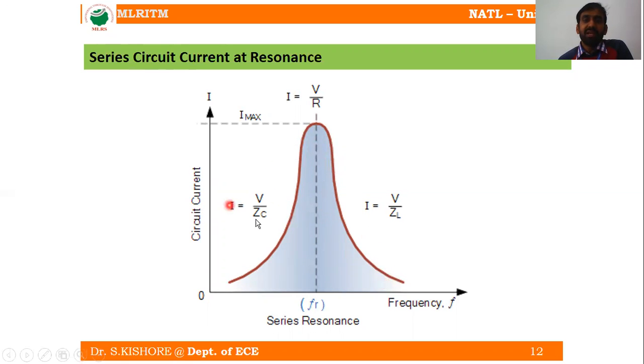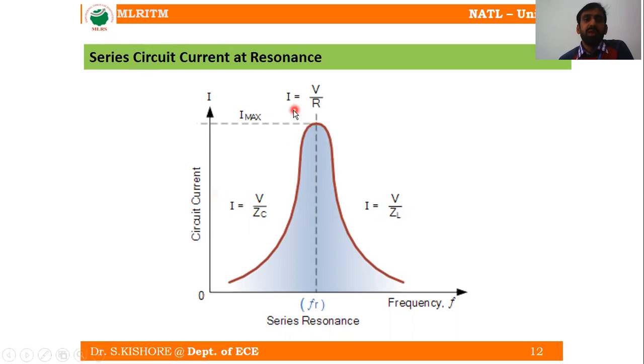On the left hand side, which is more capacitive in nature, the current I is going to be V by ZC, and on the right hand side, the current I is going to be V by ZL. ZL is nothing but the impedance of our circuit with respect to the inductance, and ZC is nothing but the impedance of our circuit with respect to the capacitance.